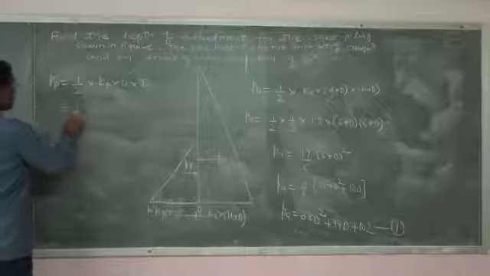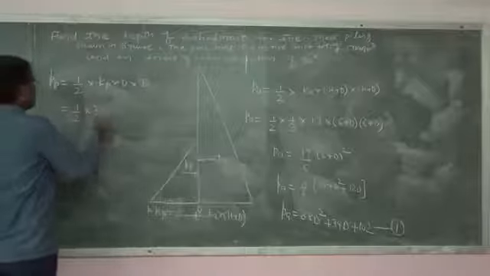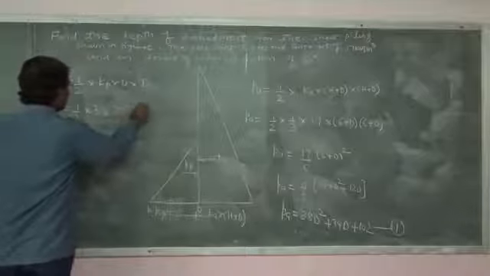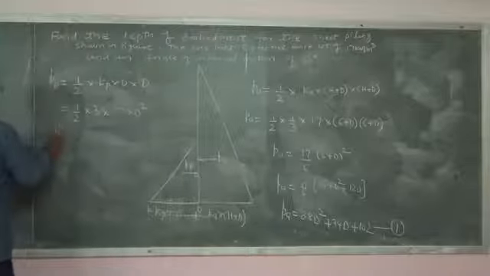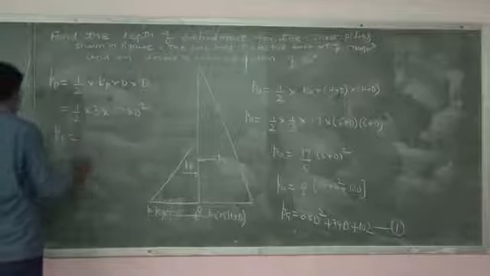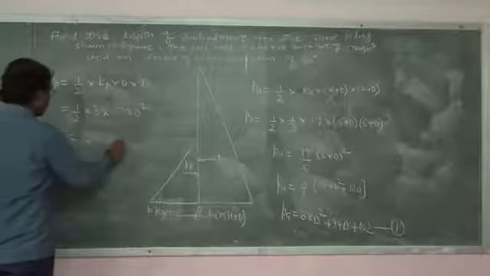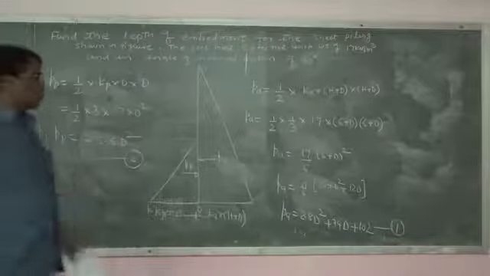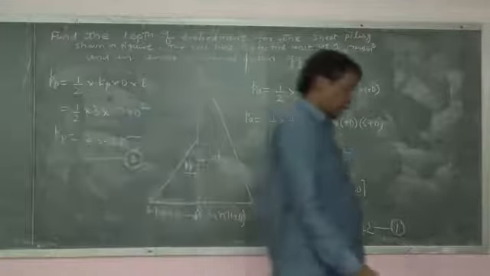Or this is equal to 1 by 2 into 3 into gamma, which is 17, into d square, and pp is equal to, if you simplify all these things, you will get 25.5 d square. This is equation 2.